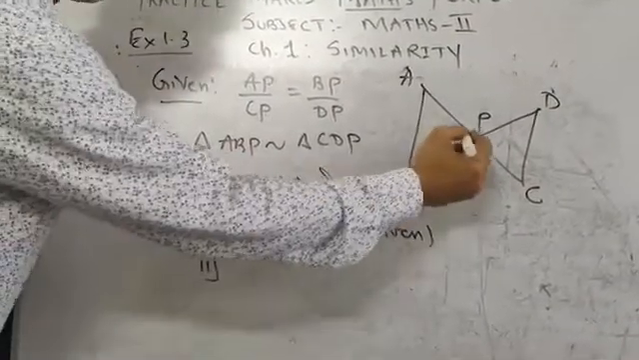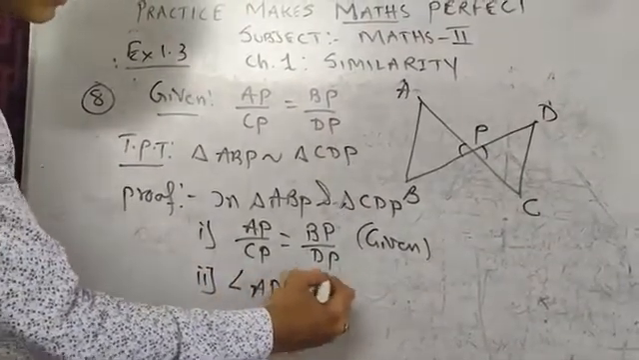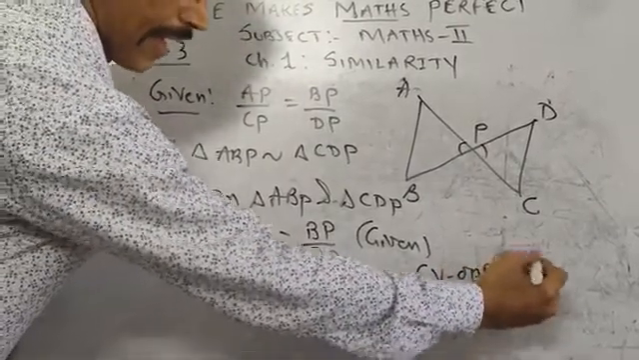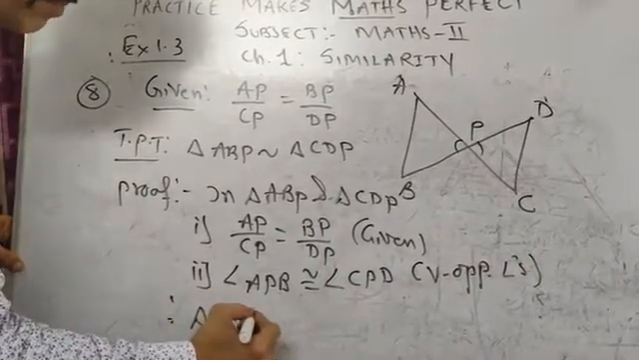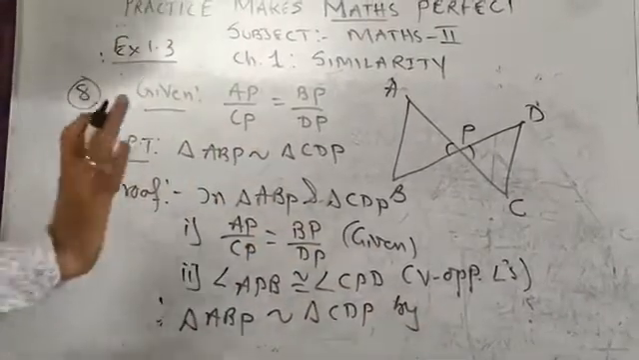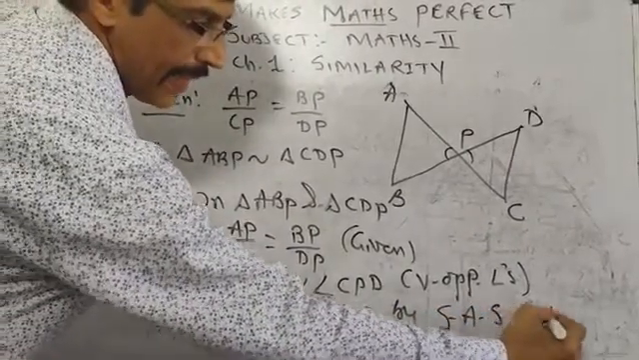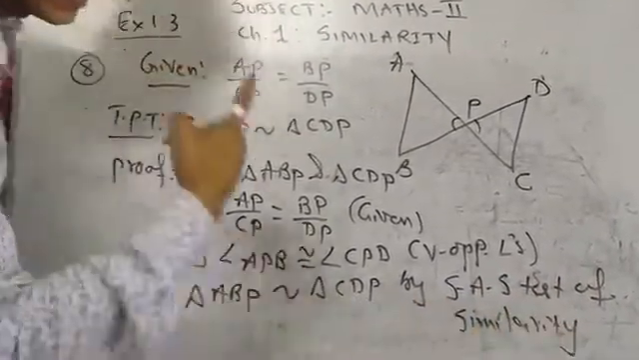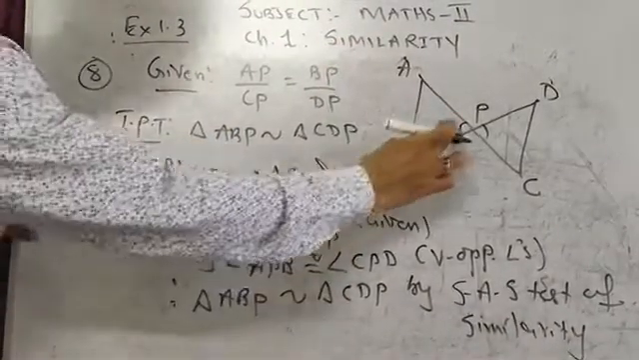Second condition will be vertically opposite angle. Angle APB is congruent to angle CPD. This is vertically opposite angles. So two conditions are here over, and therefore triangle ABP is similar to triangle CDP by which test now? It is not angle test. It is side angle test of similarity. Why side angle test of similarity? Because these are the two ratios of the side, and one included angle is there.